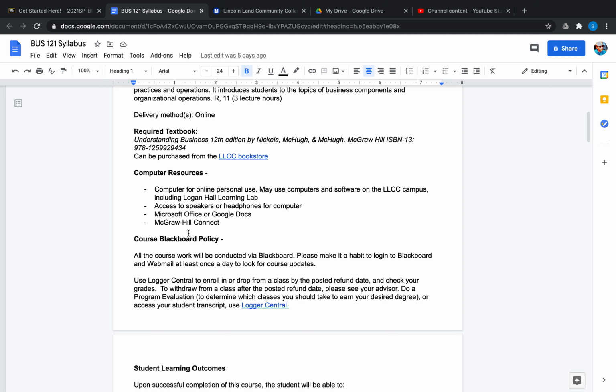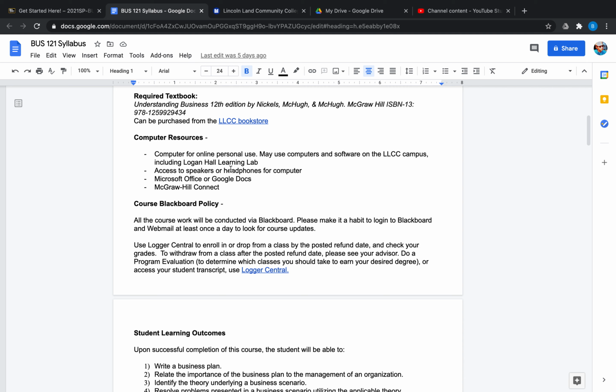The required textbook for this course is going to be Understanding Business, 12th edition, by Nickels, McHugh, and McHugh. It is a McGraw-Hill book. The 12th edition I think we've been using for the past 2 years. It's not overly expensive at this point, just because it is maybe the later edition that's out, but it can be purchased from the LLC bookstore, or if you want to purchase through Amazon or anything else that might be out there, you're more than welcome to do so.